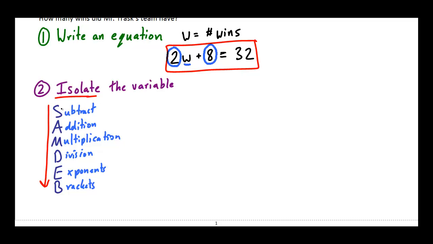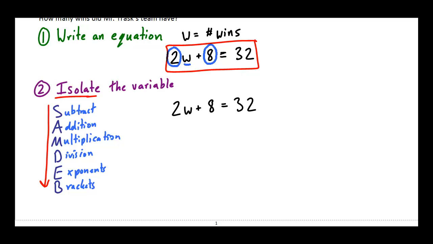So I'm going to move anything that's a subtraction or an addition first, and then I'm going to move anything that's a multiplication or a division next, and then I'm going to look at exponents, and the last thing I'm going to look at is brackets. Okay, so I've got my equation 2w plus 8 is equal to 32.